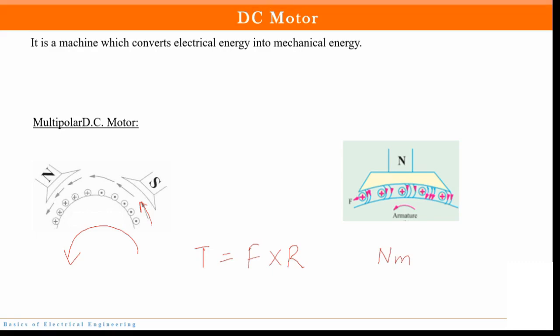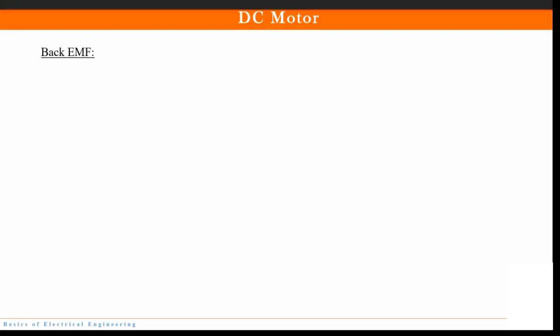Okay, I hope you understood till now. Now let us understand a very important topic, which is back EMF. Now you should understand that whenever energy conversion takes place, whether it is electrical to mechanical or mechanical to electrical, there has to be some kind of opposition. Otherwise, this energy conversion is not possible.